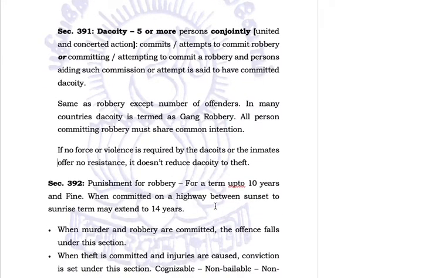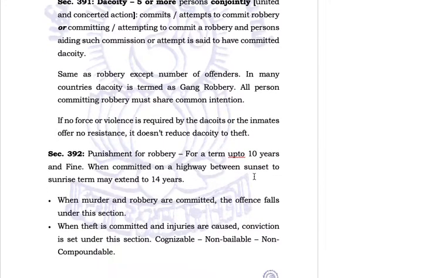Punishment for robbery is up to 10 years and fine. When committed on the highway between sunset and sunrise, it may extend to 14 years. Okay, if it is done after setting of the sun and before rising of the sun, it may extend to 14 years, otherwise 10 years. When murder and robbery are committed, the offense falls under this section.